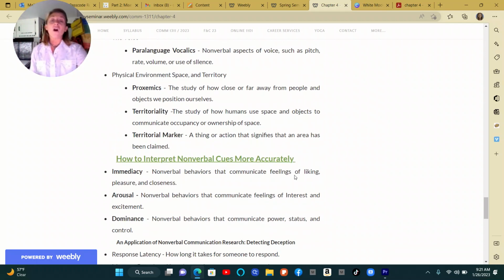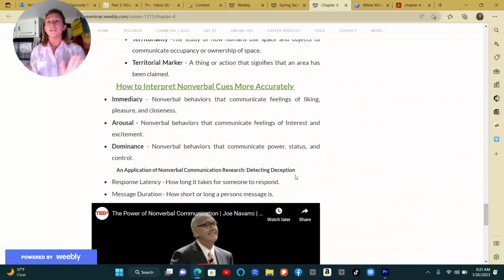And again, this is all the vocabulary. All I'm doing here is just teaching you guys how to speak about these larger concepts. I'm just going over vocabulary with you guys. So, how to interpret nonverbal cues more accurately. There's this concept of immediacy, right? Nonverbal behaviors that communicate feelings of liking, pleasure, and closeness. There's an immediacy with that.